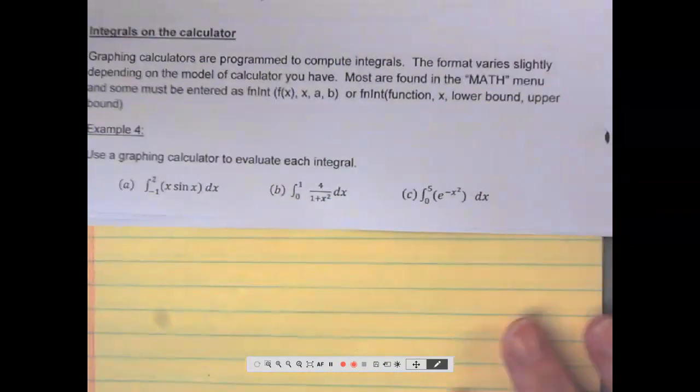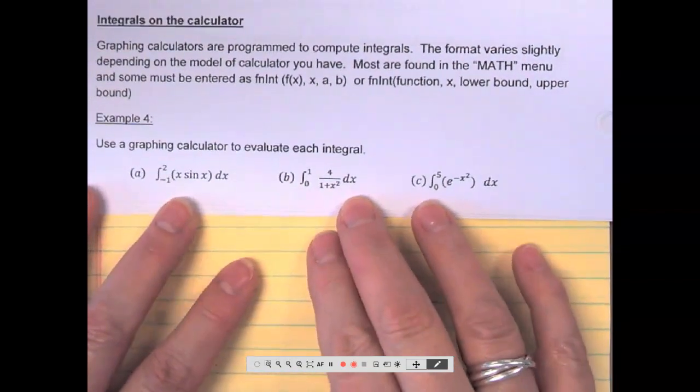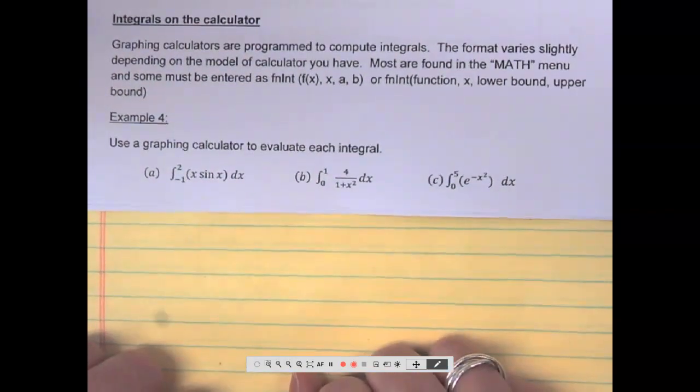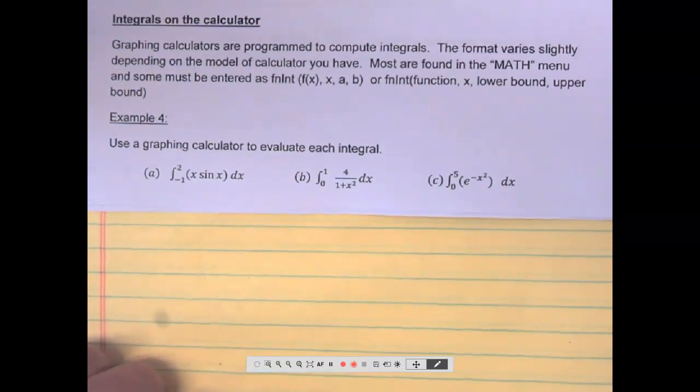Okay, so when we have really complicated functions that we're not sure what they look like, guess what we use to find an integral? Hallelujah. Find your graphing calculator.